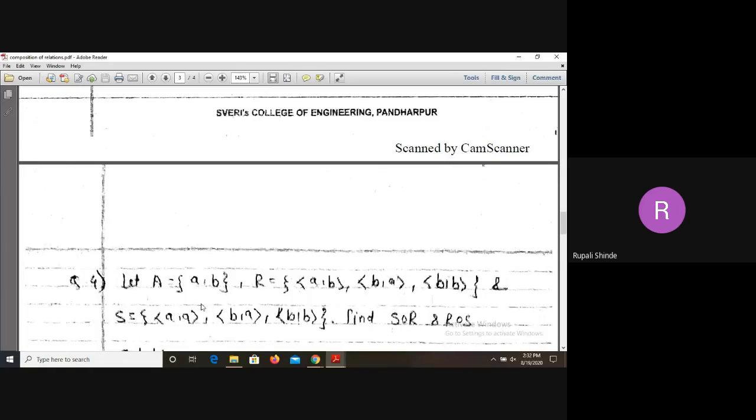Question number 4. Let set A is equal to {a, b}, R is equal to the set of ordered pairs (a, b), (b, a), (b, b), and S is equal to (a, a), (b, a), (b, b). Then find S composition R and R composition S.